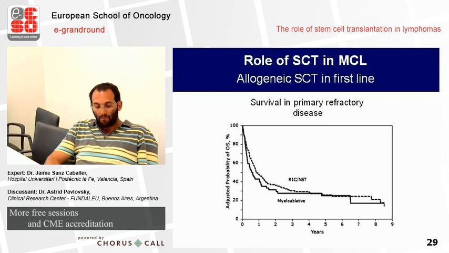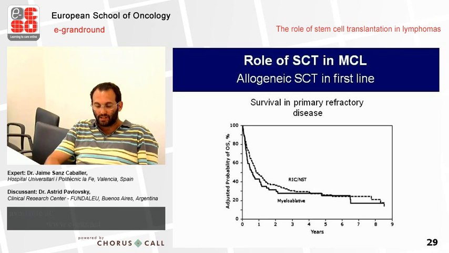Early allo may, however, be considered in selected mantle cell lymphoma cases with primary refractory disease, based on the CIBMTR research data suggesting that about 20 to 25% of these cases could be disease-free 3 years following allografting, despite initial chemorefractory disease.